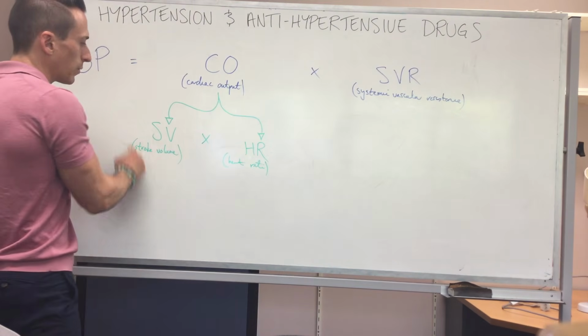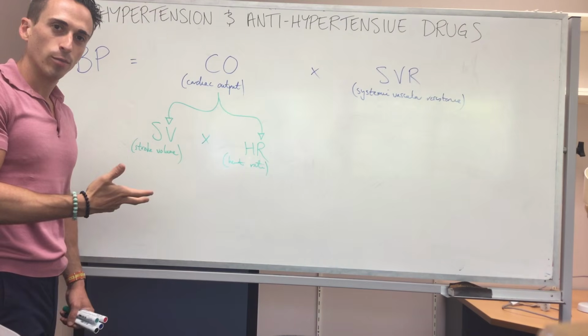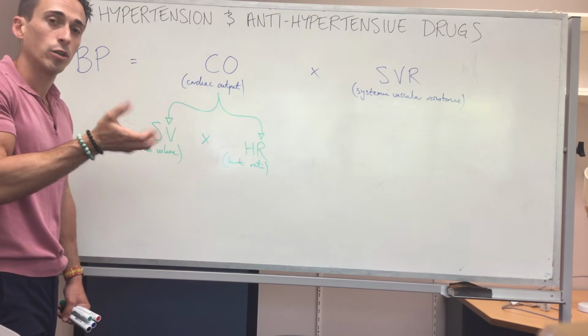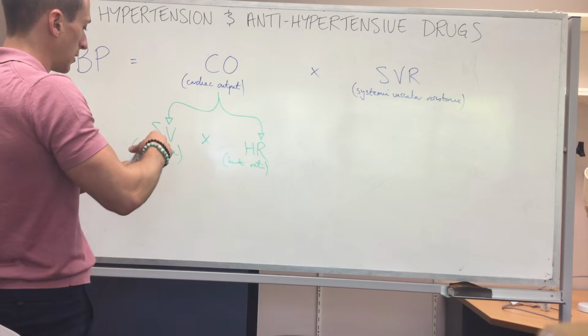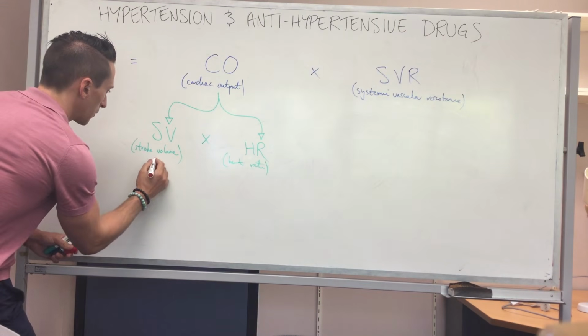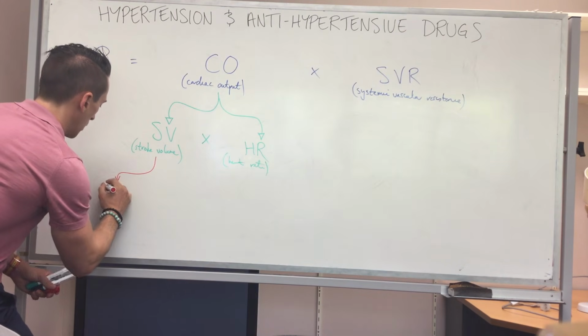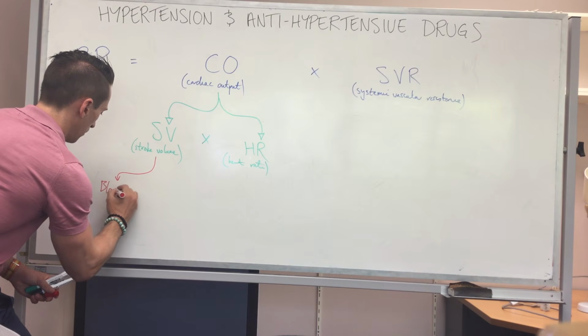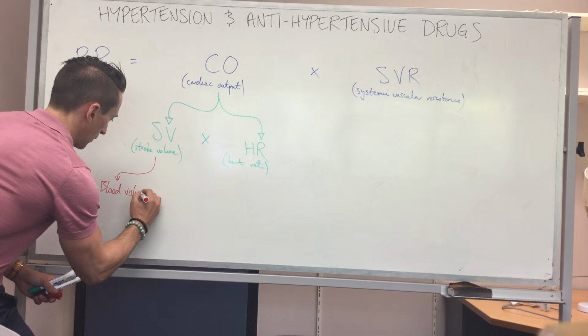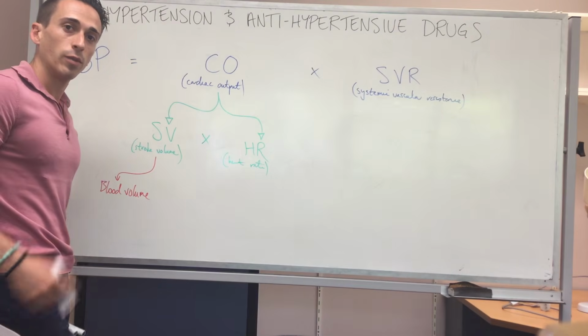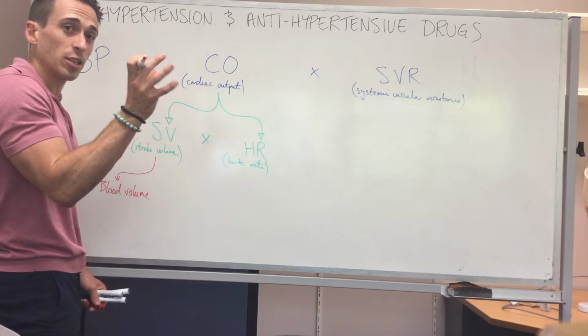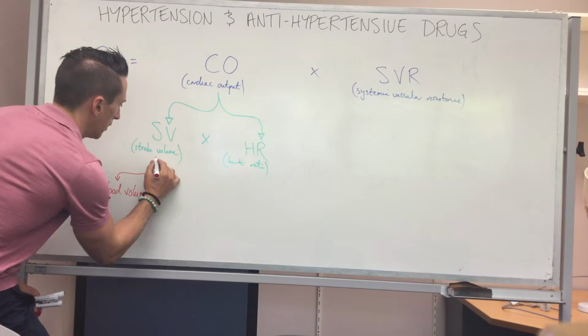Now, what are some of the factors that affect stroke volume? So the amount of blood that's pumped out per contraction. Well, that's easy. That has to do with blood volume. And what else? Well, that blood volume needs to get out, so the heart needs to contract, so contractility.